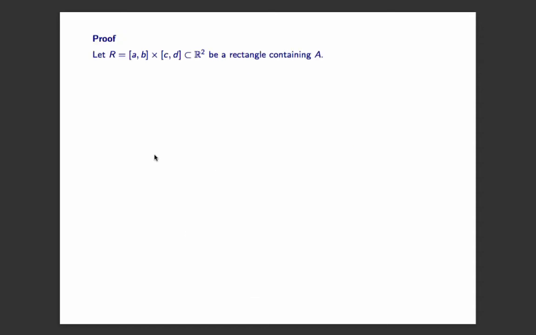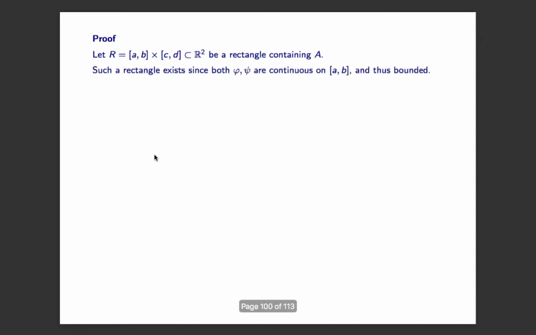Now let R be a rectangle containing A. How do I know such a rectangle exists? Well, remember, phi and psi are continuous on the closed interval a to b, so they're bounded. So let's extend f to our rectangle in our typical way. f and f tilde agree for x in A, and f tilde is 0 in the rectangle but not in A.